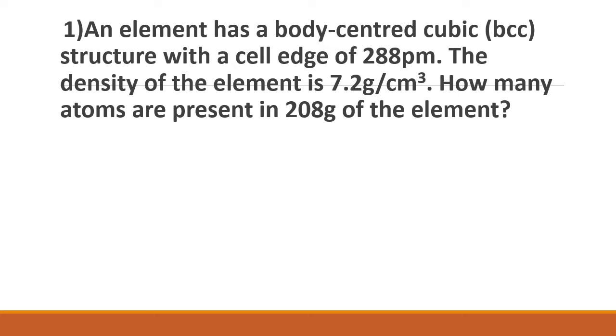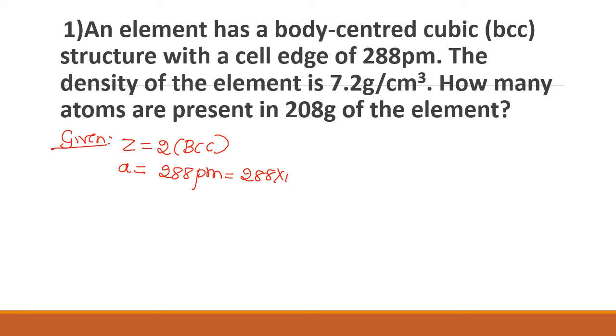Okay, now let's write the data, what and all is given. An element has a body centered structure BCC, that means the value of Z is 2 since it is BCC, with the cell edge length, symbol used is small letter a, equal to 288 picometer. Pico in the sense 288 into 10 to the power minus 12 meter. And density is also given. Write its symbol, small letter d is equal to 7.2 gram per cm cube.